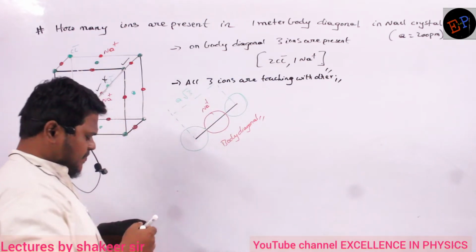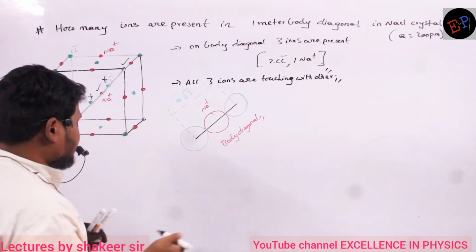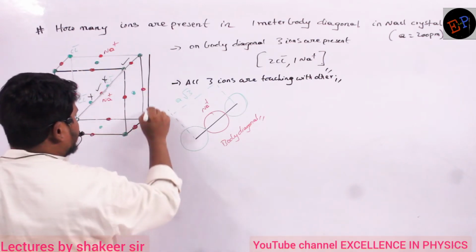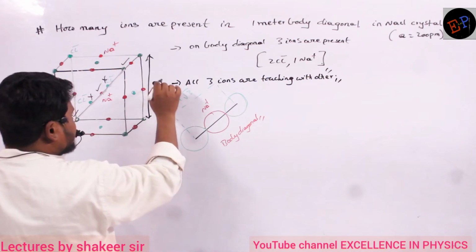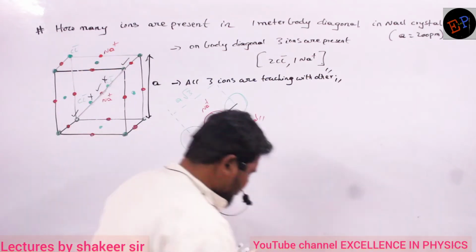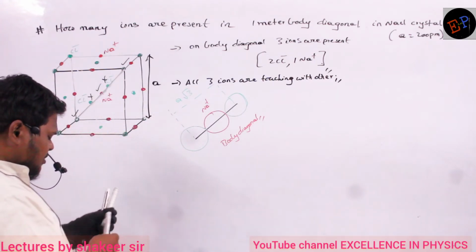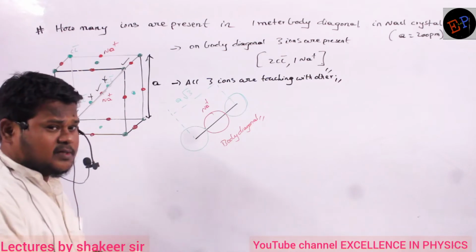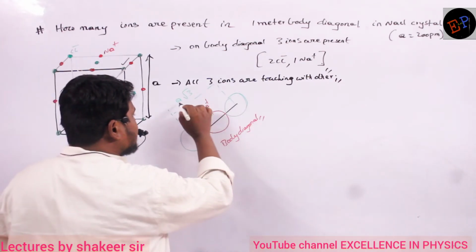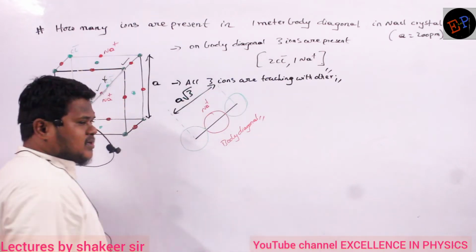Do you remember the length of the body diagonal? If the edge length is A, okay, ma? If the edge length is A, the face diagonal is A root 2. Body diagonal? A root 3. Clear, no? So therefore, what is the length of this body diagonal? The length of this body diagonal is A root 3. Are you able to understand, ma?